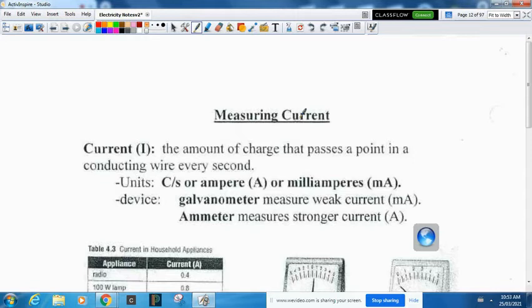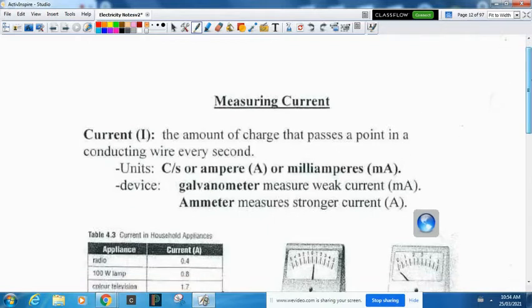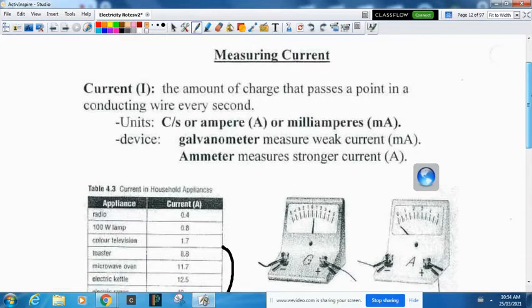The device used to measure current, to measure strong current, is an ammeter. To measure weak current is a galvanometer. And I am going to show you how to use this in class with a multimeter.